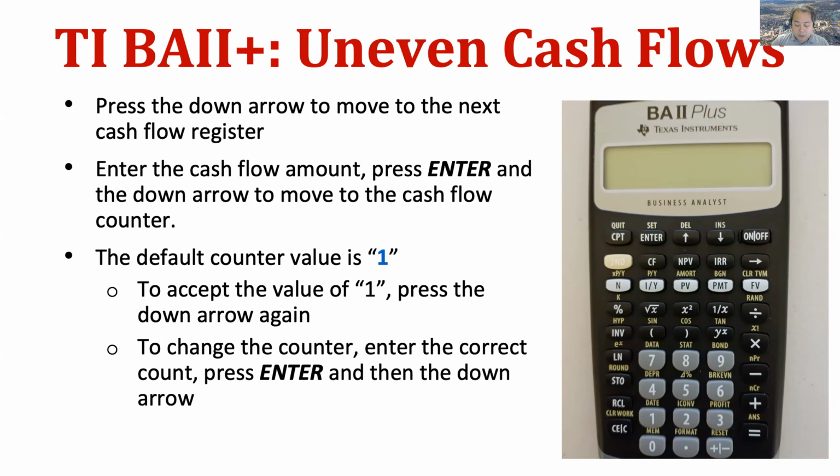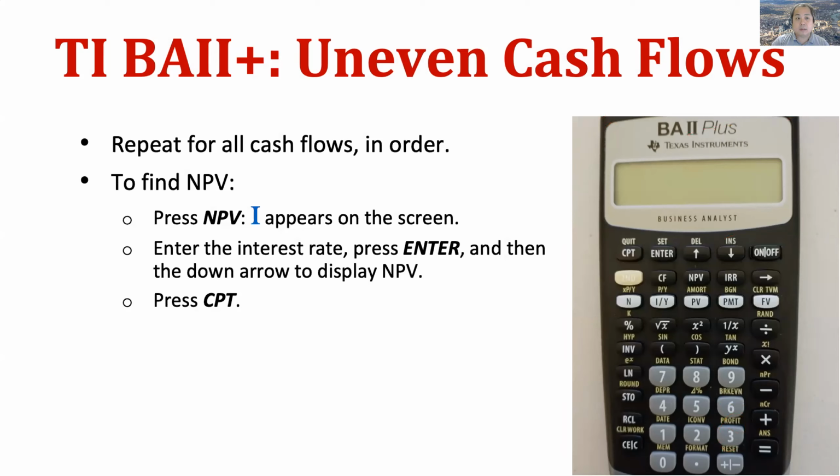So after completing putting in all cash flows, you need to press the NPV button. And when you press NPV, you should see I. I is the interest rate. As we all know, the interest rate is 8%. So press 8 and enter. Then you should see I equals 8.